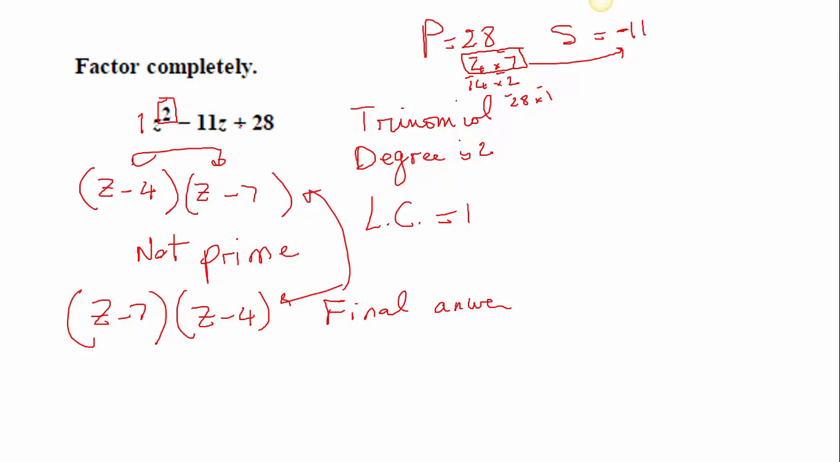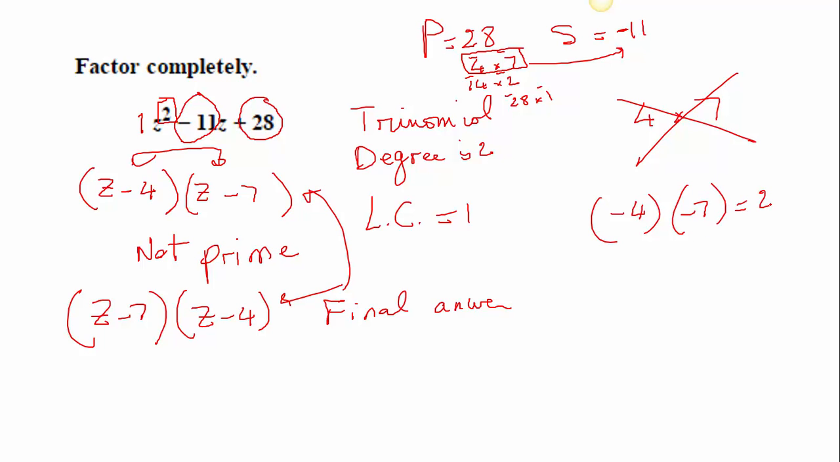Okay, so the idea is to look at the last term, find 2 numbers, their product is 28, but then looking at the coefficient of z, which is negative 11, we want the sum to be negative 11. Therefore, we cannot use 4 times 7. We have to use negative 4 times negative 7 because the product is 28 and the sum is negative 11. That's why we had to choose negative 4 and negative 7 for the factoring.